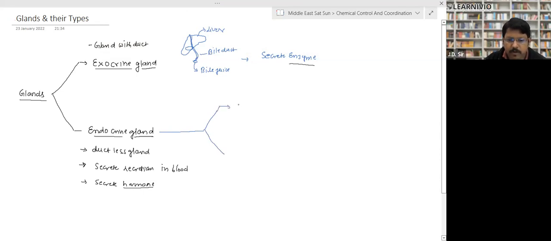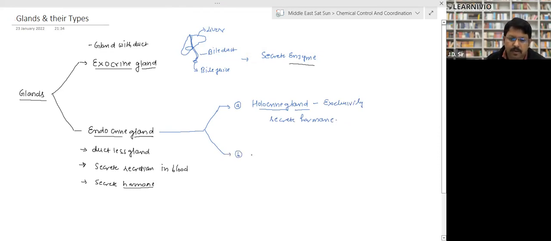One type of endocrine gland is called holocrine. Holocrine glands are ductless glands, and they have only one function. What is that function? They exclusively secrete hormone.